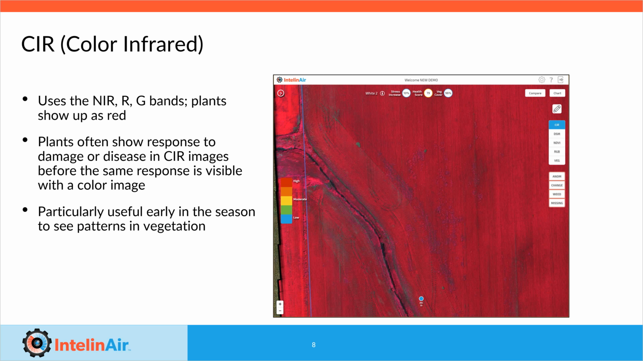Color infrared is very useful, especially early in the season. Different crop patterns tend to show up very well in it. I will say that it is possible to generate this image with different color scales. And so sometimes you won't see it red like this, but this is often a common way to view it.